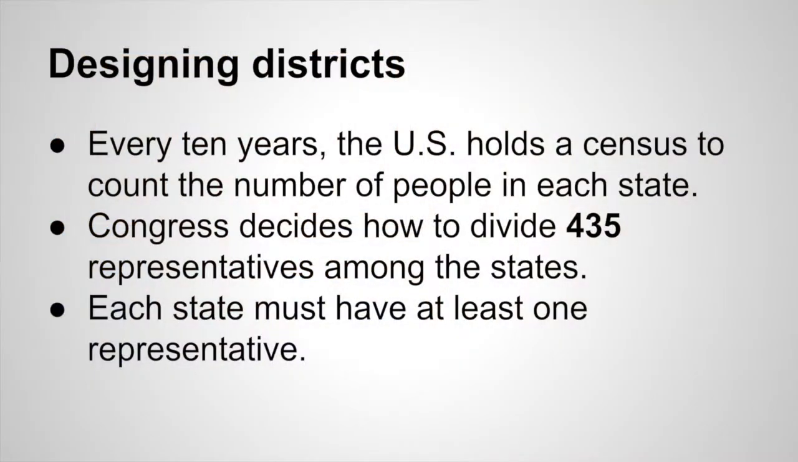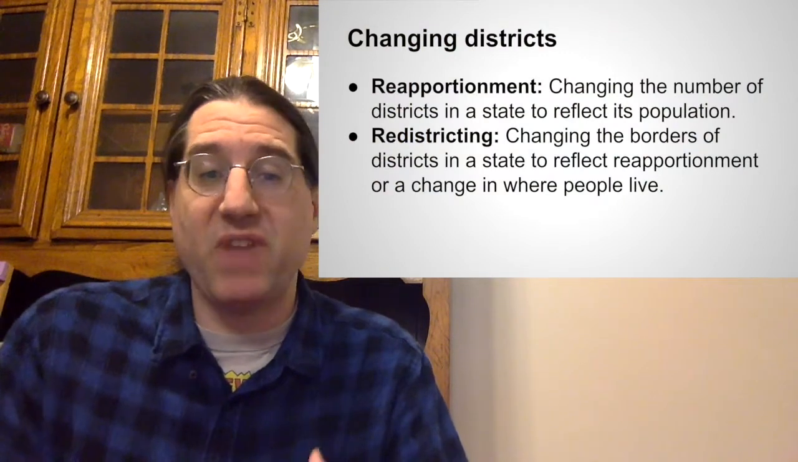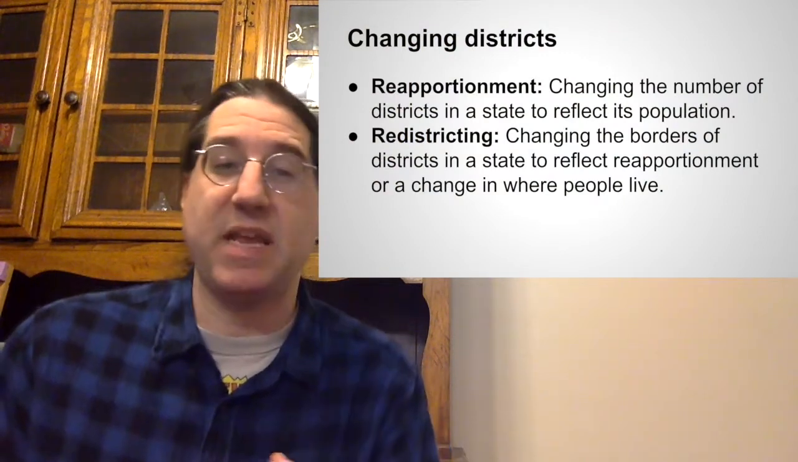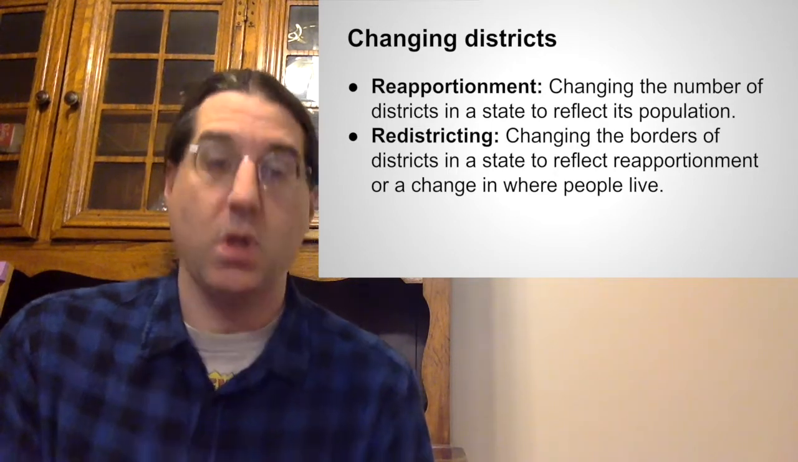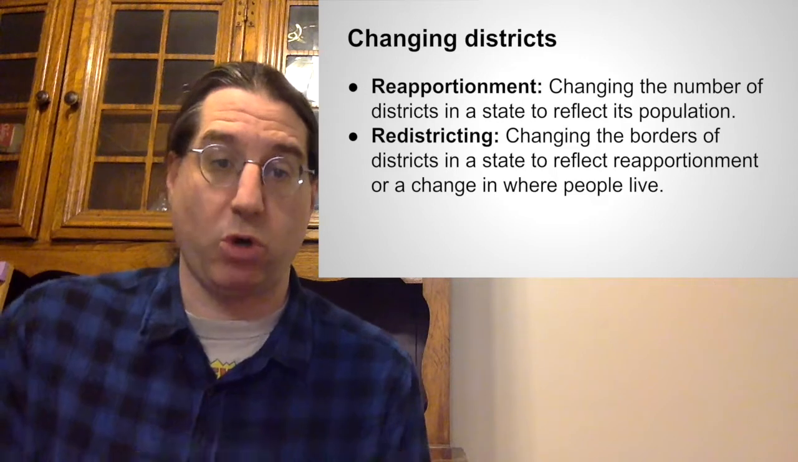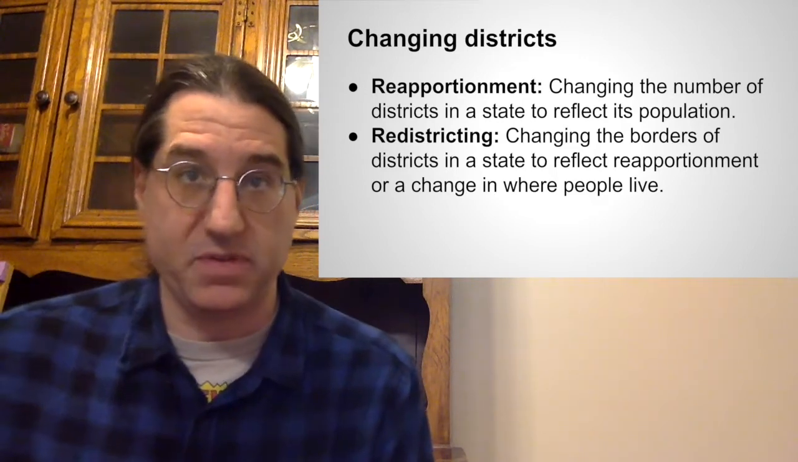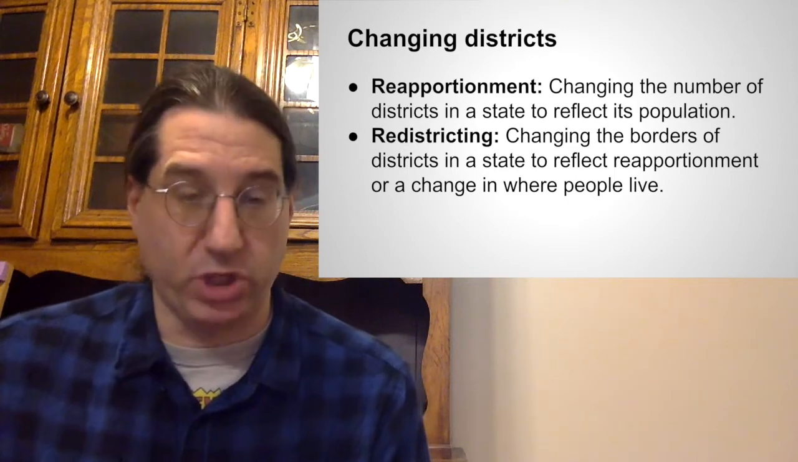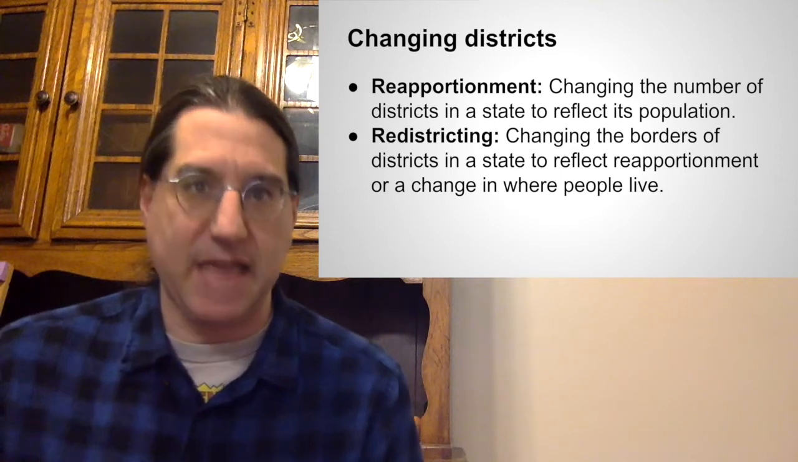Now, if one state's population has shrunk in comparison with another, we may need to move some representatives from one state to another. So every 10 years, Pennsylvania turns out not to be quite as big as it used to be compared to the other states. So it tends to lose a representative or two. Whereas California and Texas, which are growing much faster than the rest of the country, need to get a couple of extra representatives. This process is called reapportionment, actually changing the number of representatives that each state gets.